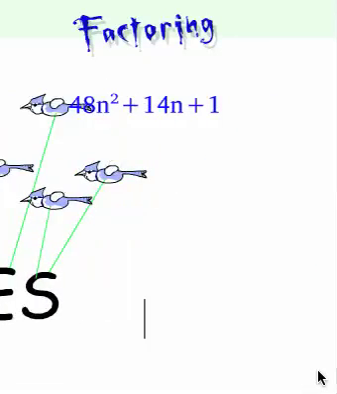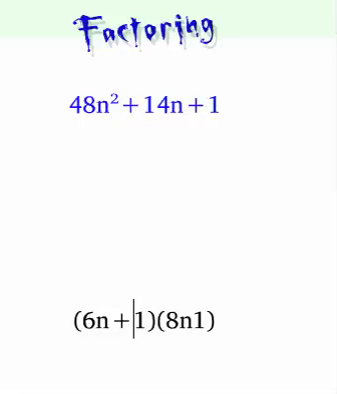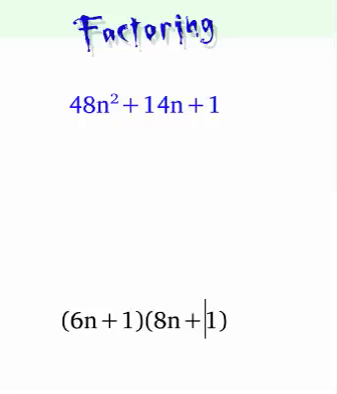All right, I'm going to try and push my luck and do this one, trial and error. So we're looking for the factors of 48. I'm thinking 6 and 8. But once again, it could be 3 and 16. It could be 2 and 24. There's a lot of different things that go into 48. So 6n and 8n. And we're looking for two numbers that multiply to give us 1. Fortunately, I can only think of 1 and 1. So plus and plus. And let's see if that works.